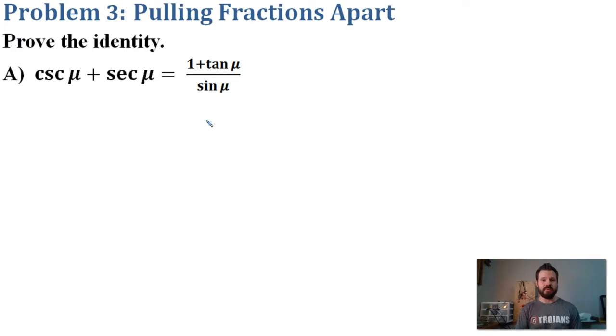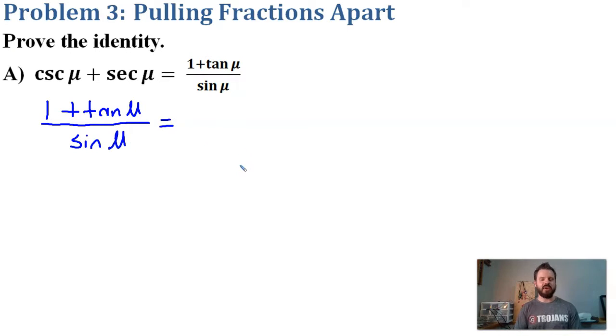fraction within another fraction. Okay, so let's start off with the 1 plus tangent. Okay, it's not a u actually, it's a mu, fancy Greek letter, or you can just call it u, doesn't matter. And the reason I know this is a pulling fractions apart example is I want to go from one compound fraction with addition in the numerator to 2 separate fractions. So what I can do is I can rewrite this as 1 over sine plus a tangent over sine.